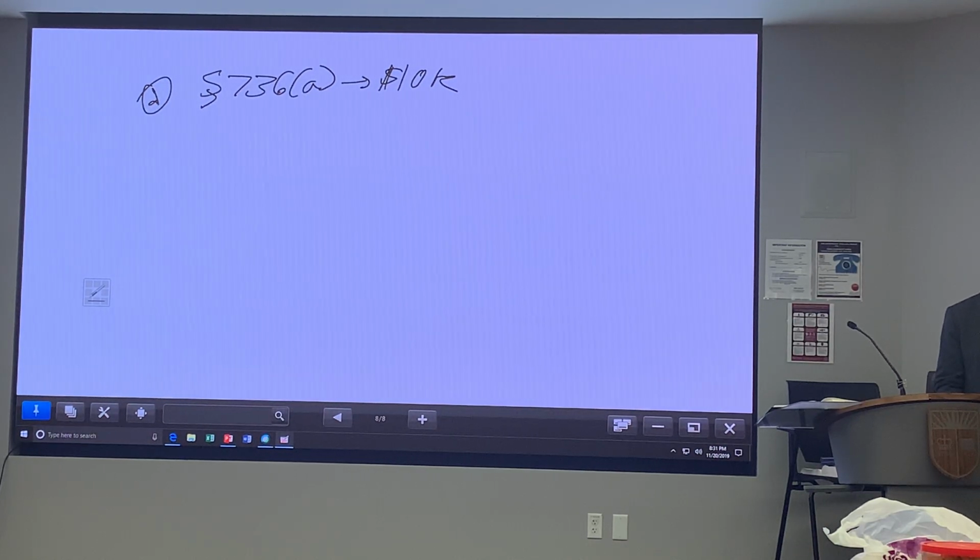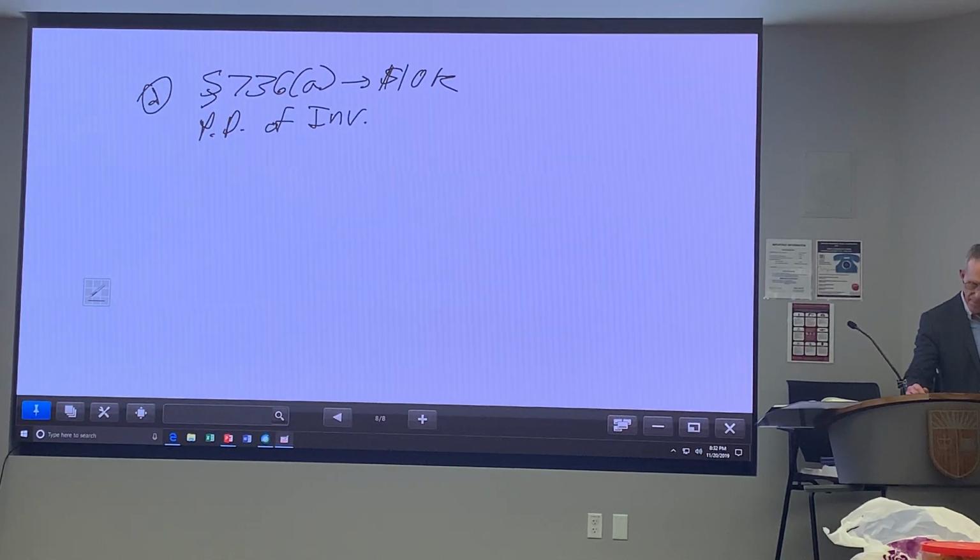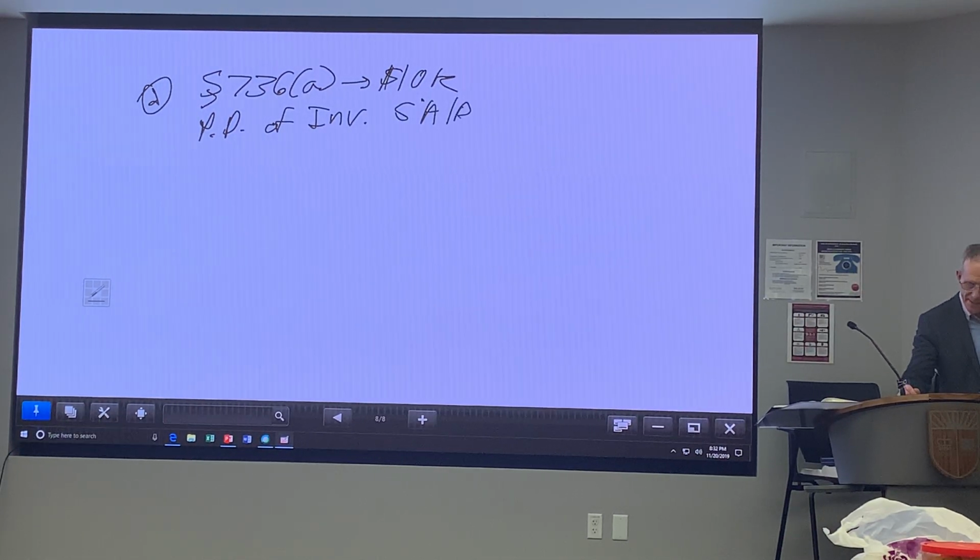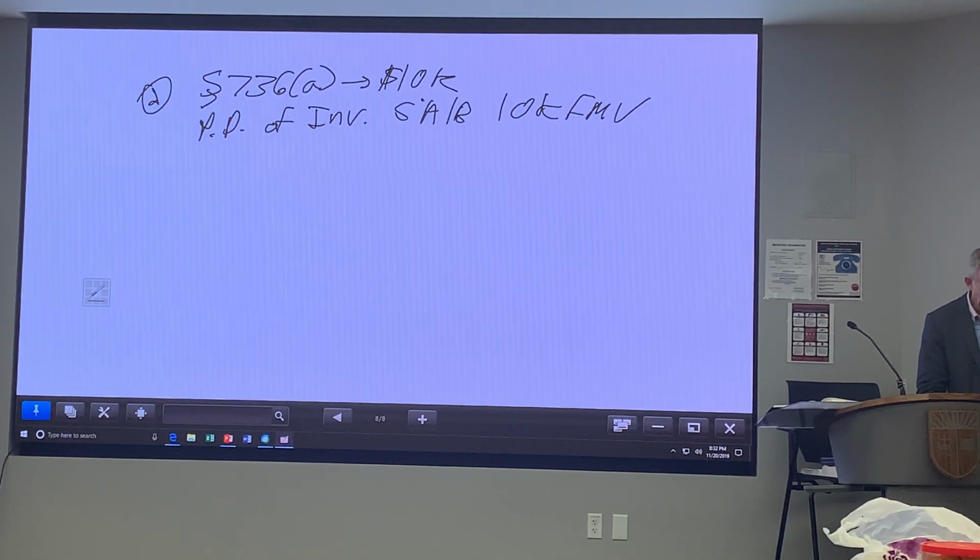Is there a disproportionate distribution? Yes, right? Everyone agree? He's getting cash, and what is he not getting, guys? Not getting inventory, right? How much inventory should he have gotten? $10,000 again, right? So there's going to be a phantom distribution of inventory with a $5,000 adjusted basis, $10,000 fair market value, right? There's no 754 election.